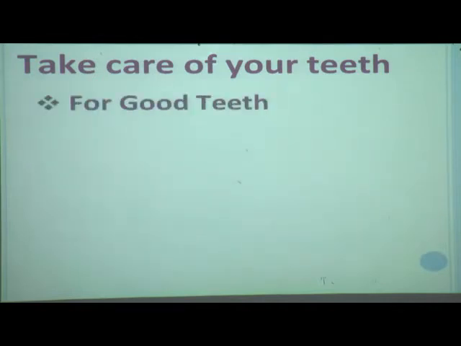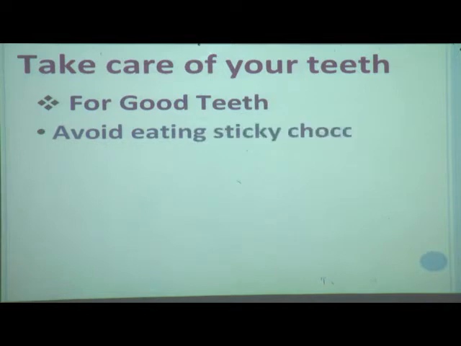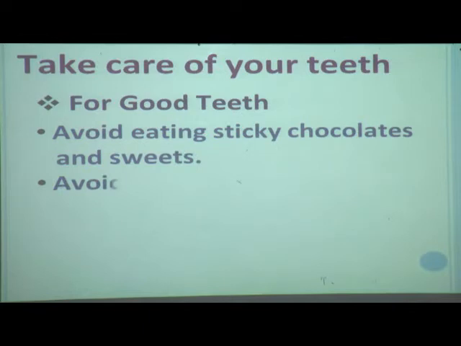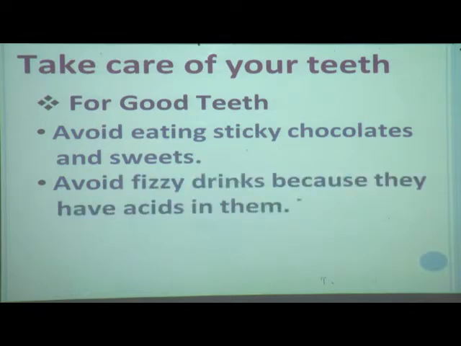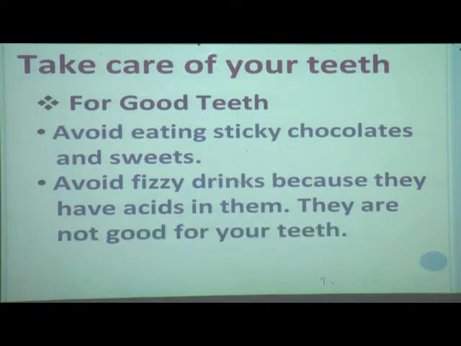Now for good health, for good teeth, what you have to do? See, you must avoid eating sticky chocolates and sweets, and you must avoid fizzy drinks because they have acids in them and they are not good for your teeth, as acids attack the enamel of the tooth and it will get damaged. This is all about how you should take care of your teeth.